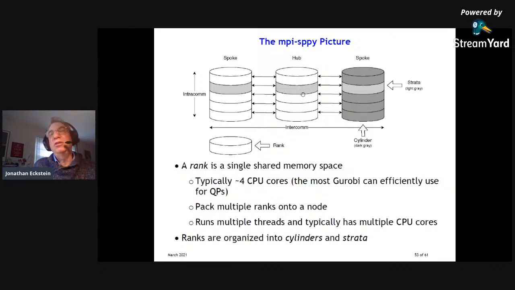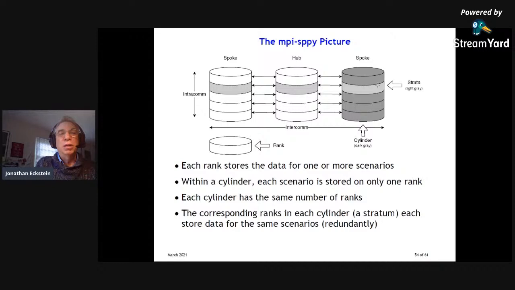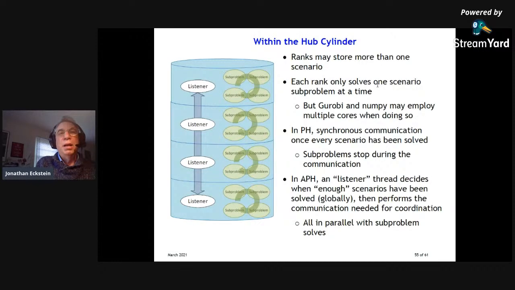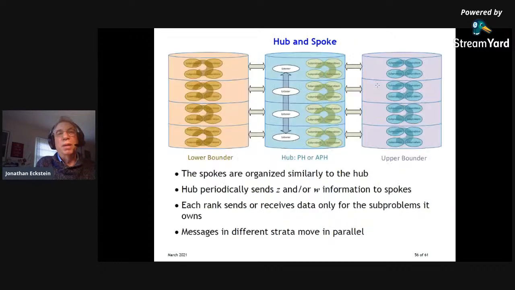You pack multiple ranks onto nodes of the supercomputer, and then you organize into these kind of cylinders and strata. So cylinders are sort of basic. This is the basic convergent algorithm. This is the heuristic for finding lower bounds. This is the heuristic for finding upper bounds. You can have multiple ones of each of these. And then each rank here is worrying about a specific scenario, okay? And you basically only communicate laterally between ranks that are worrying about the same scenarios. I may skip this as well, but this is the overall organization that you have.